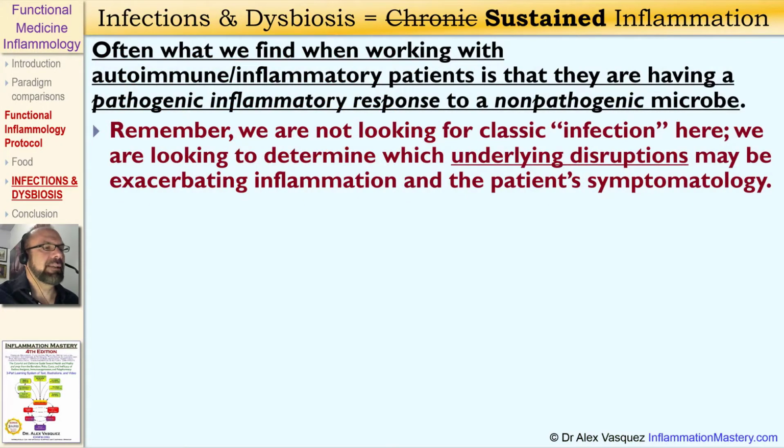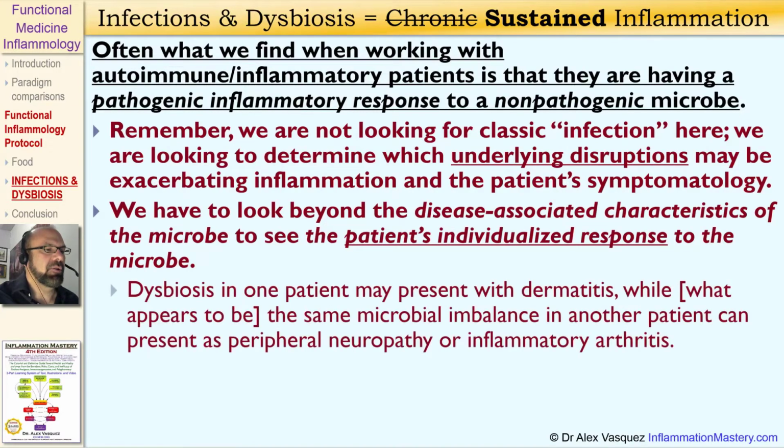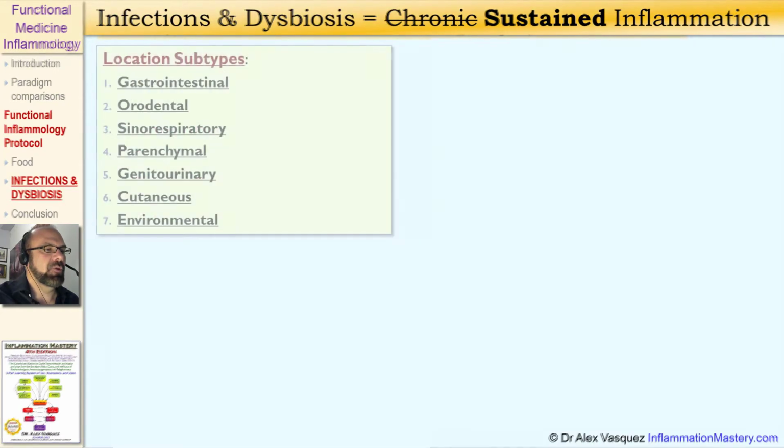Remember, we're not looking for classic infection here. We are looking to determine which underlying disruptions may be exacerbating inflammation and the patient's symptomatology. We have to look beyond disease-associated characteristics of the microbe to see the patient's individualized response to that microbe. Dysbiosis in one patient may present with dermatitis, while what appears to be the same microbial imbalance in another patient can present as peripheral neuropathy or inflammatory arthritis.